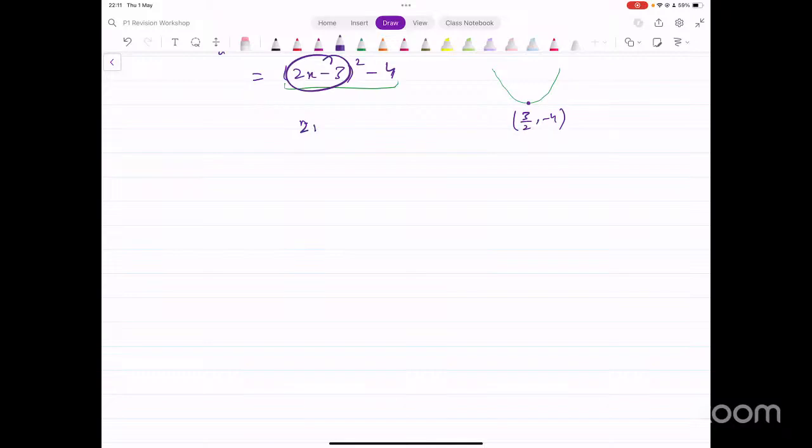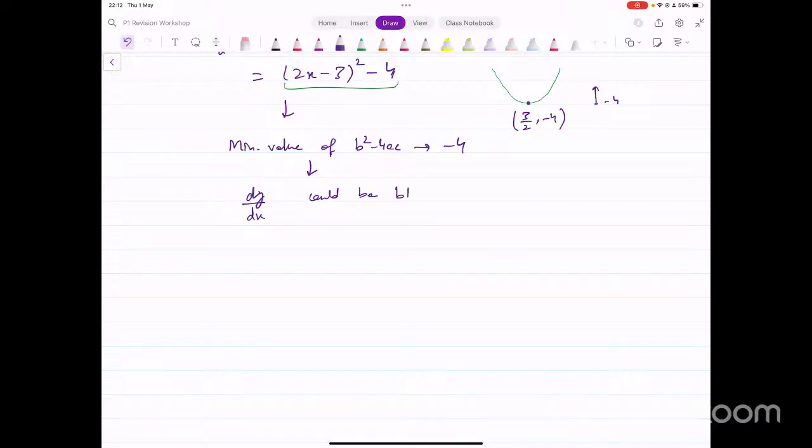Put this part equal to 0. 2x minus 3 equal to 0. That gives you the x coordinate of the turning point, 3 over 2. And the y coordinate is the number that's outside. That's negative 4. So the minimum value of this expression is minus 4. Now, what does that mean? If the minimum value is minus 4, that means dy over dx, this derivative, could be both positive and negative, right? Because greater than or equal to minus 4 means you could have minus 3, minus 2, minus 1. You could also have positive values. So you can have negative values and positive values.